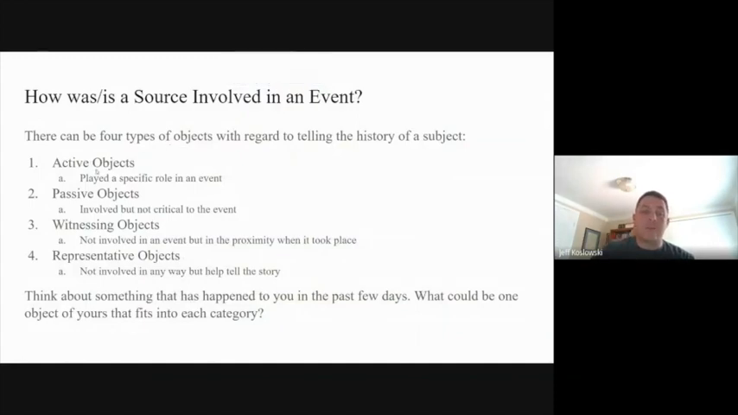An active object is an object that played a specific role, and the event doesn't happen without it. A passive object is involved but not necessarily critical. A witnessing object is something in proximity when the event took place, not involved in the event itself. So think of something in the room when an event took place. And then a representative object is not involved in any way, but is needed to tell the story.